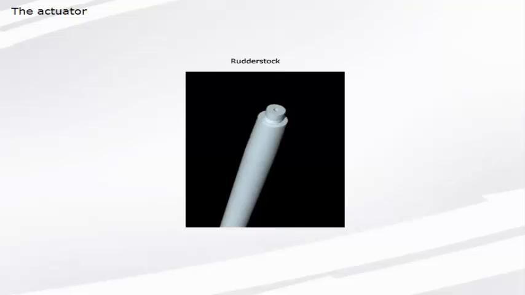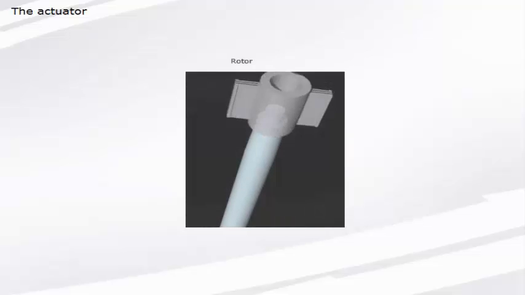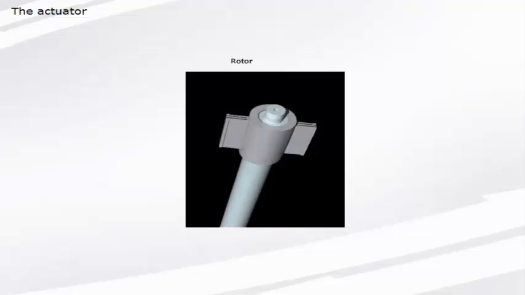This is the rudder stock. It is tapered on top to fit the rotor. This is the rotor. It is mounted to the rudder stock by the use of a hydraulic jack. These are the bearings for the rotor: the upper and lower radial bearing, and the rudder carrier.